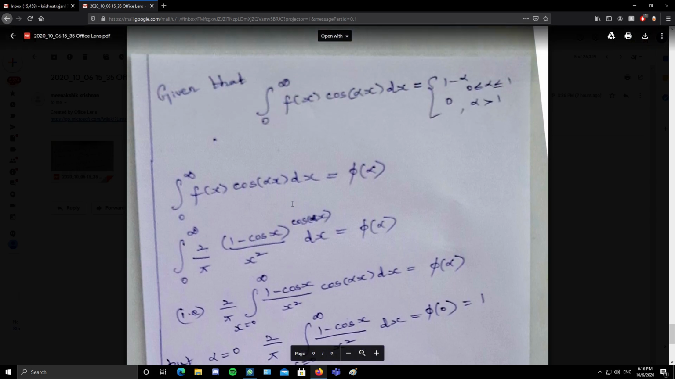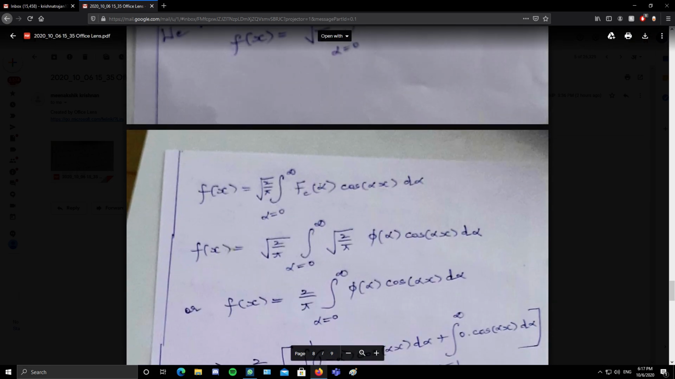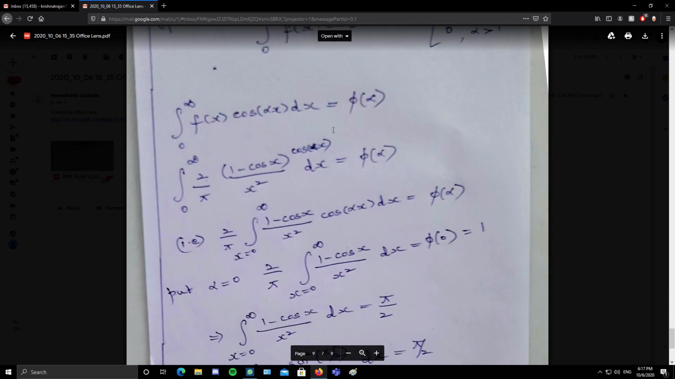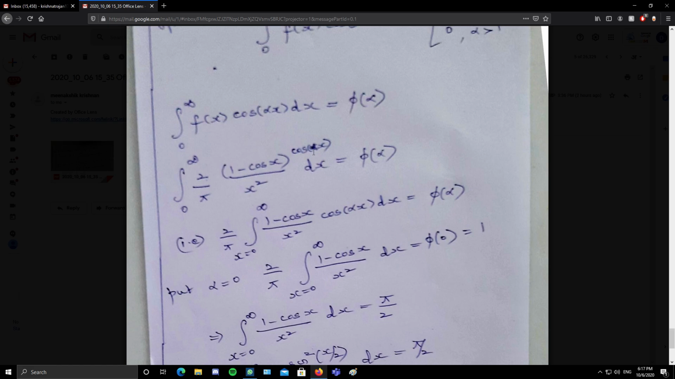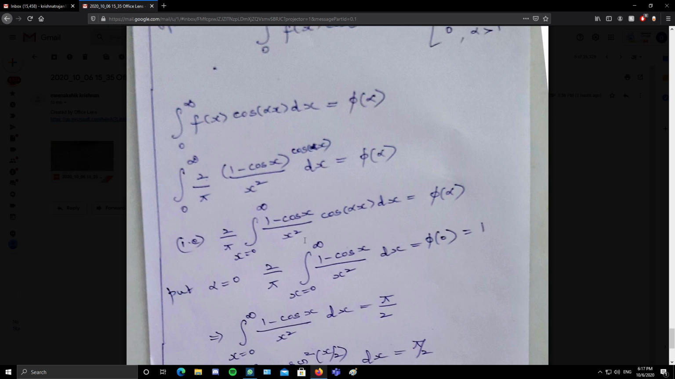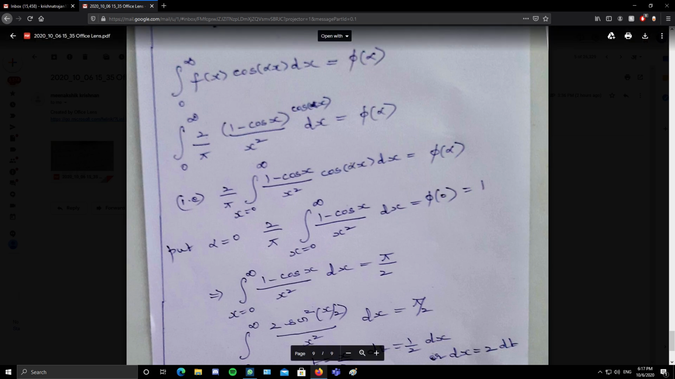Keep an eye on the question. We should get the integral of 1 minus cos x by x square. So cos alpha x should become 1. How can we get cos alpha x as 1? x is a variable, I can give a value only to the constant alpha. I need the integral of 1 minus cos x by x square, so I should eliminate cos alpha x. That means cos alpha x should be 1. So how to make cos alpha x as 1? By giving a value to the parameter alpha.